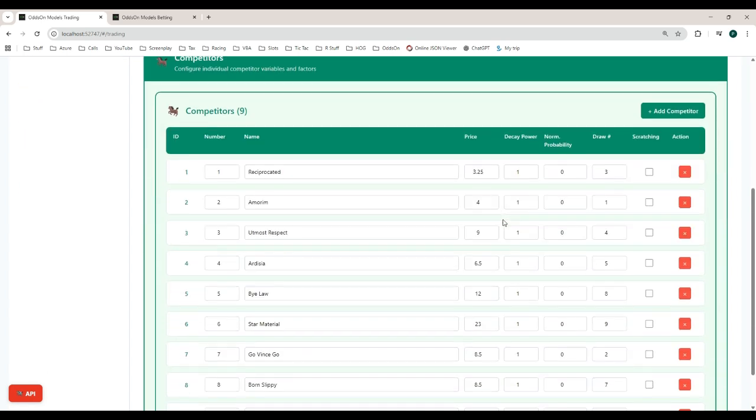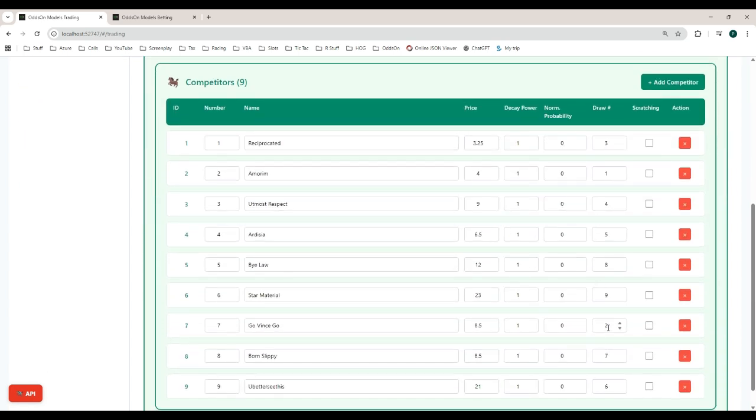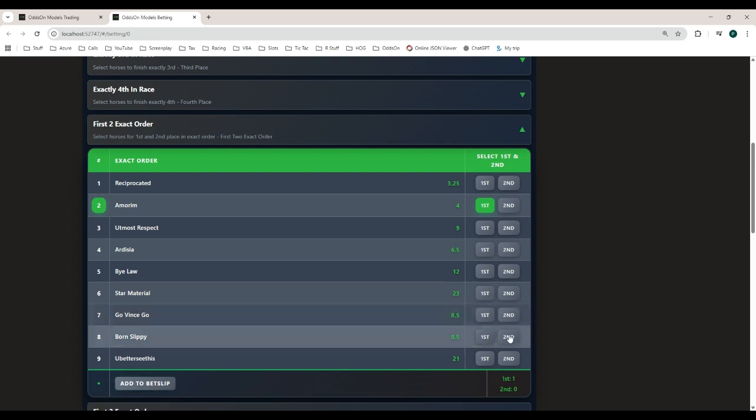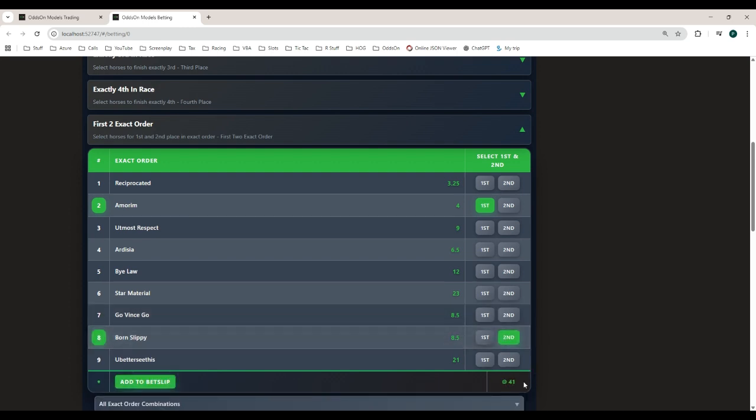If we look here, when 1 wins, it effectively makes it more likely that draw number 2 is second. Born Slippy is 23 to be second to him, whereas the other one now is out to 41.